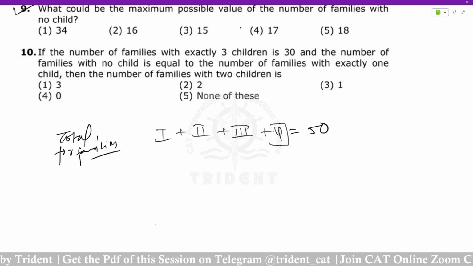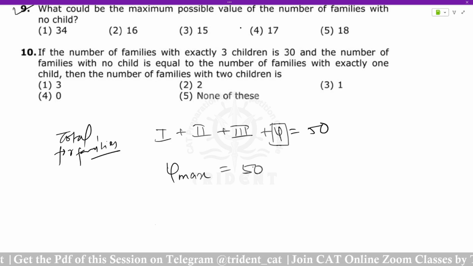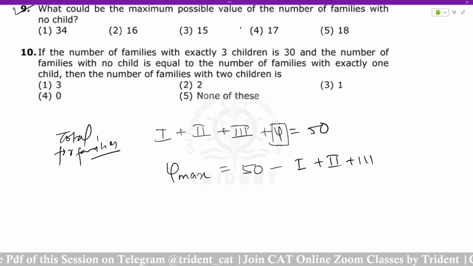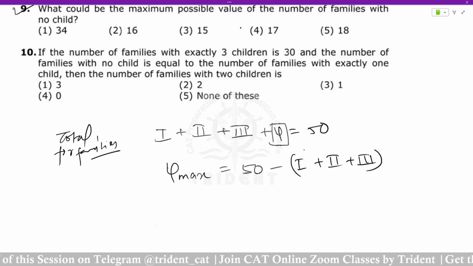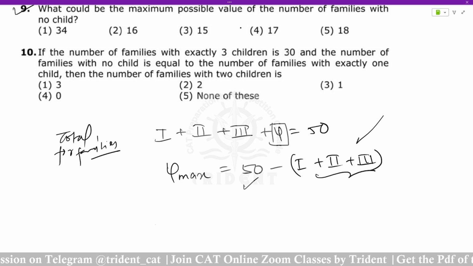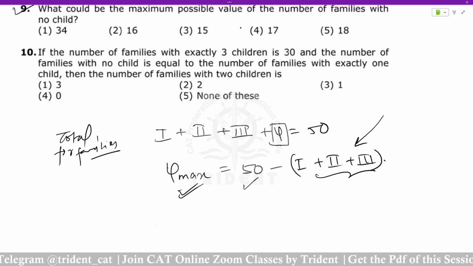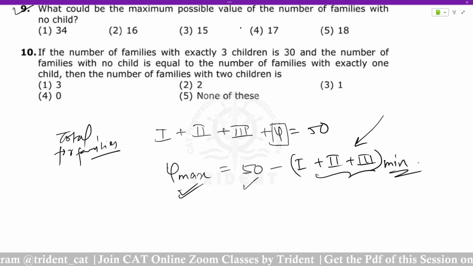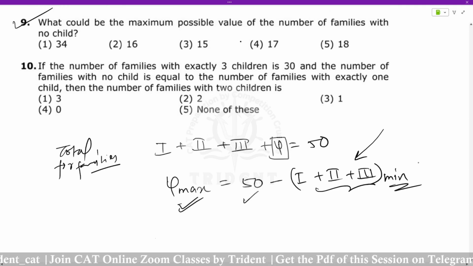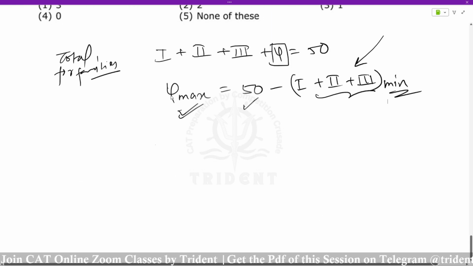If I need to maximize the null set, I will subtract exactly 1 plus exactly 2 plus exactly 3. It is actually in brackets, right? So their sum total will be subtracted from 50. The point is, if I need to maximize this, what is the minimum value of exactly 1 plus exactly 2 plus exactly 3? Students, this is very intuitive now. You should be able to understand this very easily.